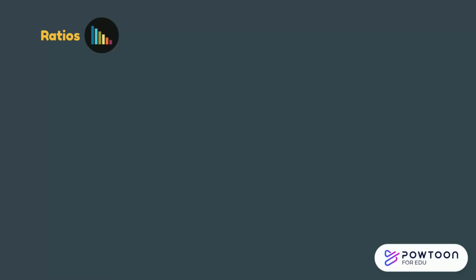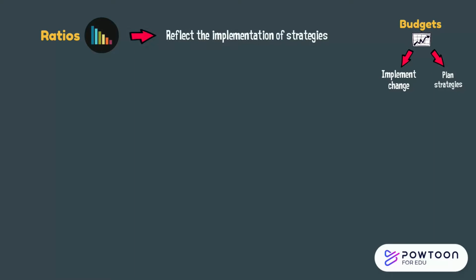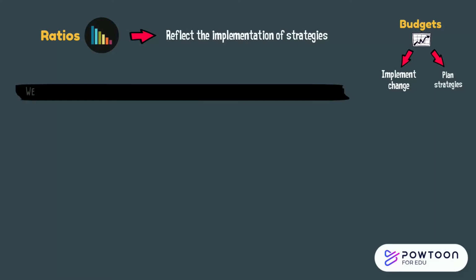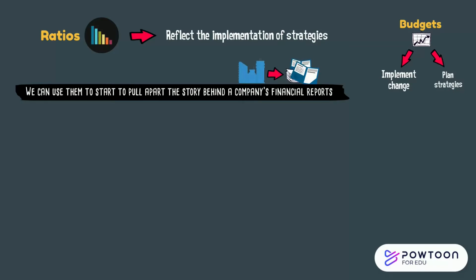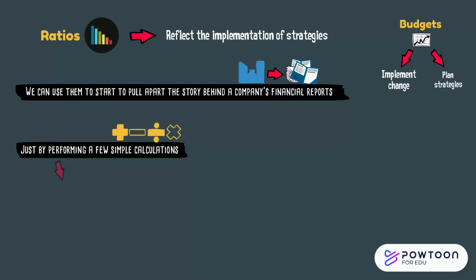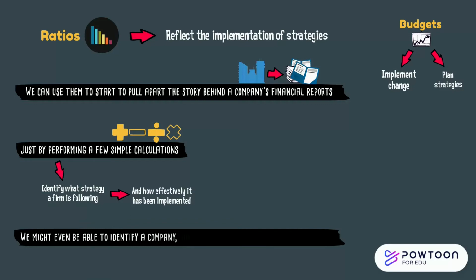Last time, we explored how budgets are a powerful tool to plan strategies and implement change within a business. Ratios reflect the implementation of strategies. We can use them to start to pull apart the story behind a company's financial reports. Just by performing a few simple calculations, we can identify what strategy a firm is following and how effectively it has been implemented. We might even be able to identify a company just from analysing its financial reports.